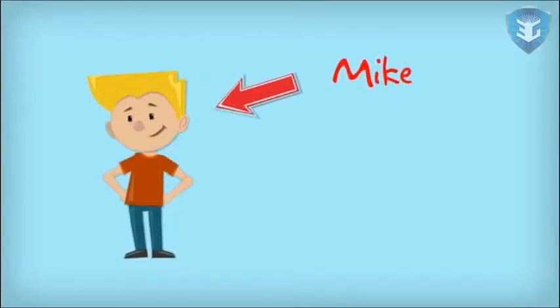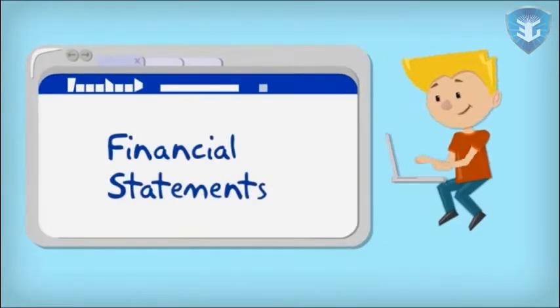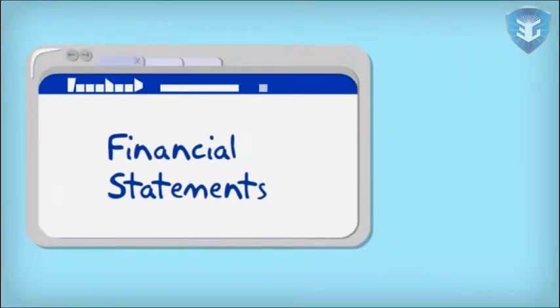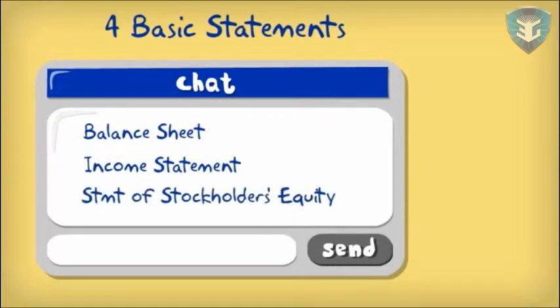Now that Mike has started his publicly traded pizza company, he needs to make sure that he has his financial statements and annual reports in order. An annual report has four basic financial statements: the balance sheet, the income statement, the statement of shareholders' equity, and the statement of cash flows.